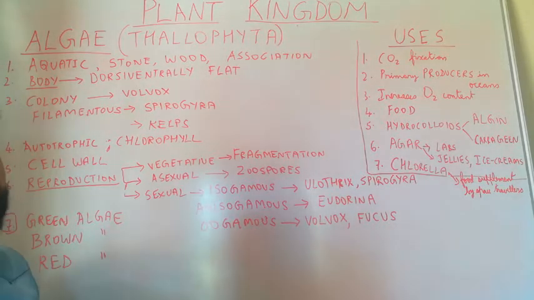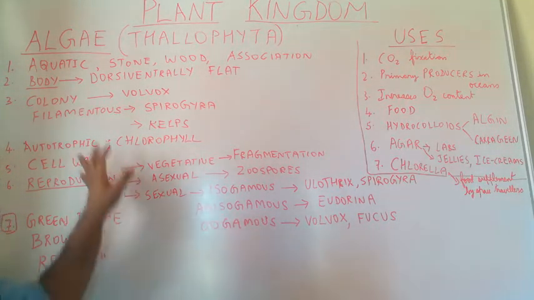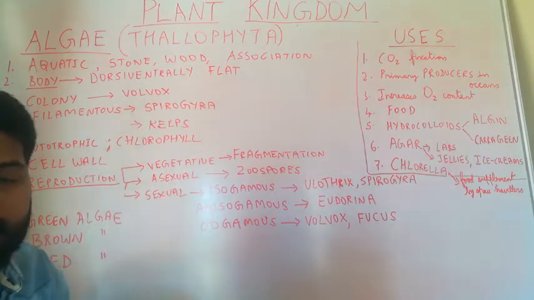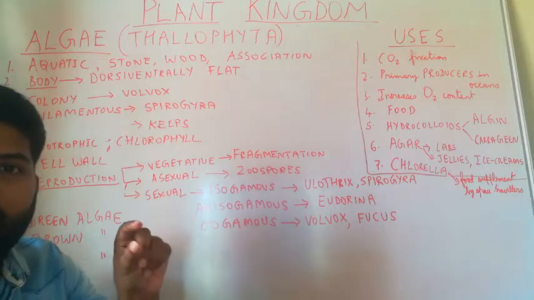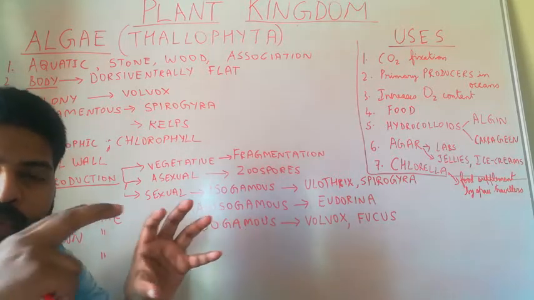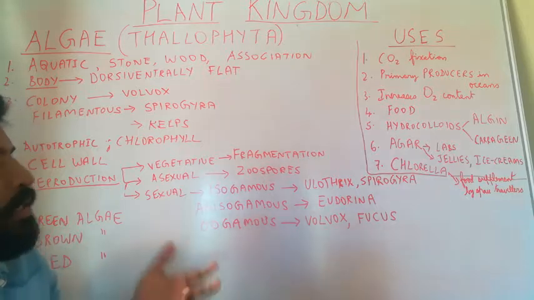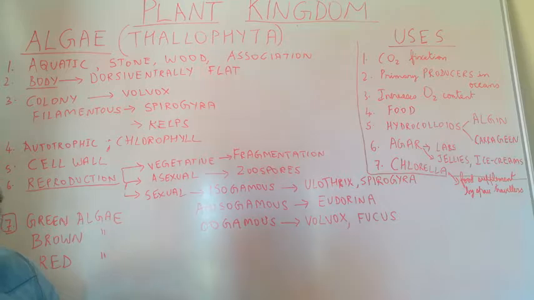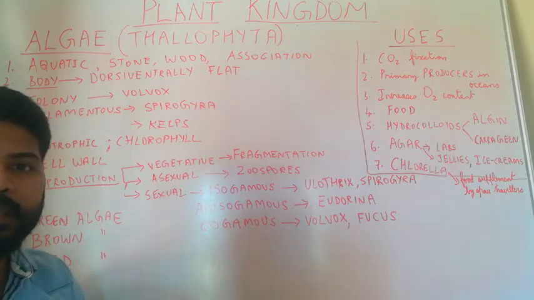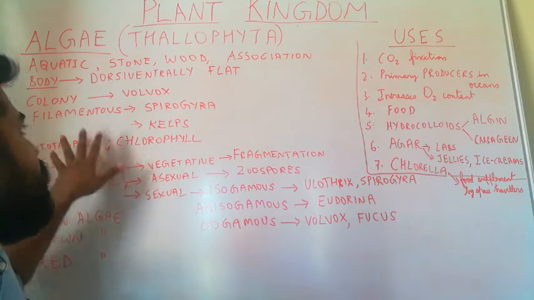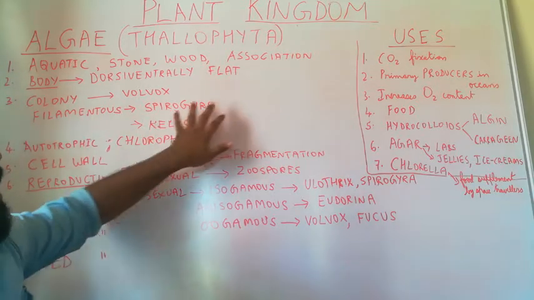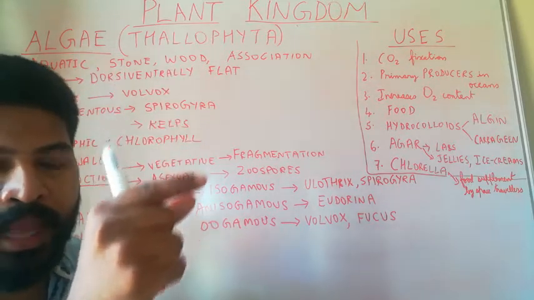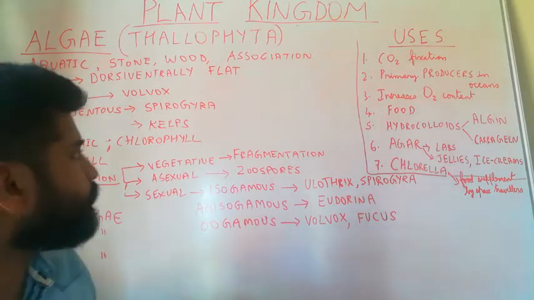The body could be either living in colonies. For example, if you look at the diagram of volvox, these are single-celled organisms, but many volvox come together and live in a group. This is what is called the colonial forms. Example, volvox. Also, the body could be ribbon shaped. That is what we call the filamentous algae. Example, Spirogyra, ulothrix, in the form of a ladder or a ribbon.